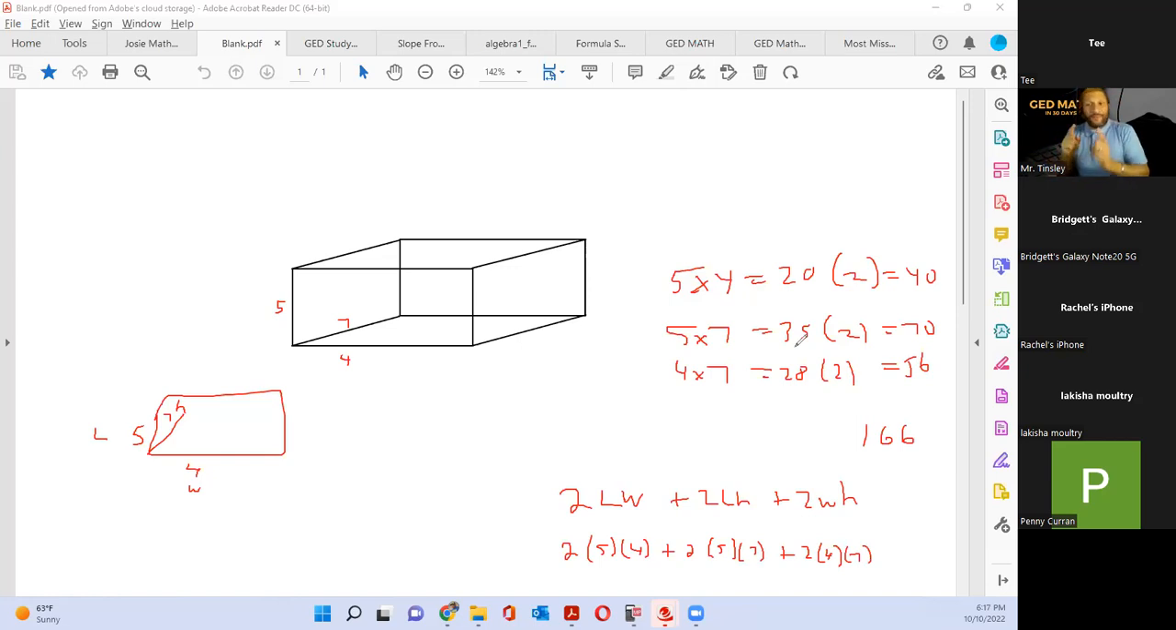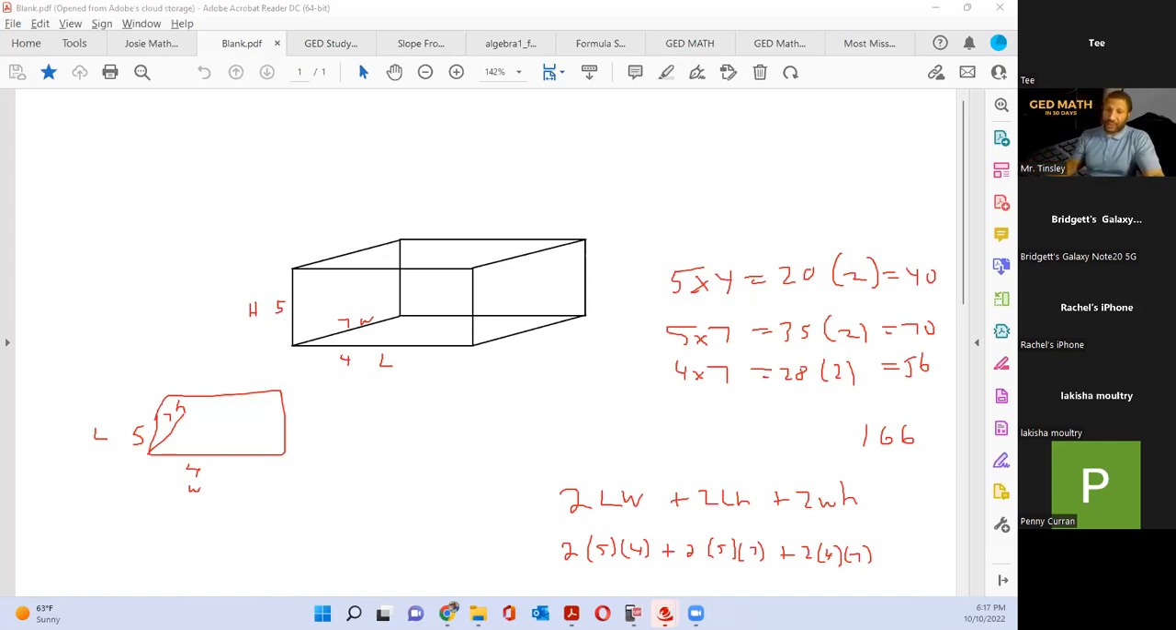All I did was say, okay, this is the length, this is the width, this is the height. Maybe you say, Mr. Tensley, that's not how I look at it, I can't see it that way. Okay, you can call this the length, this the width, and this the height, because it just depends on how you turn it and how you're looking at it. When I look at it this way, my length and width are 7 and 4 for the top and bottom, and then the height is 5. So long as you identify each one, it doesn't matter which one. Then you just plug them into your formula.